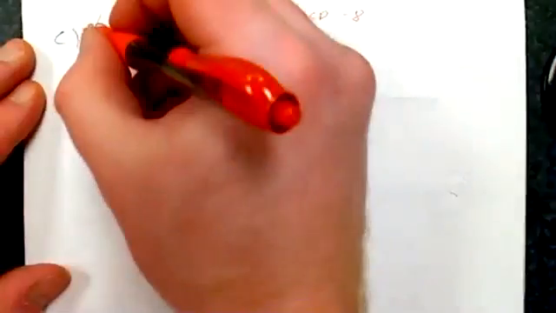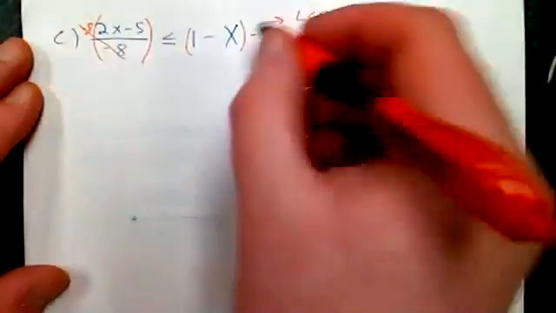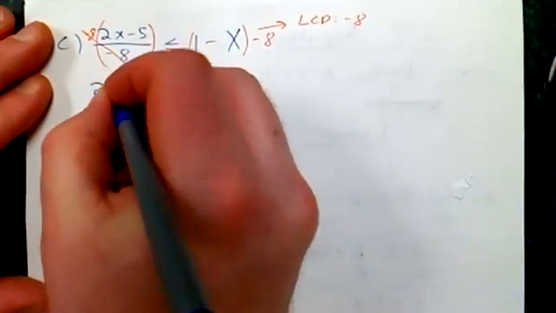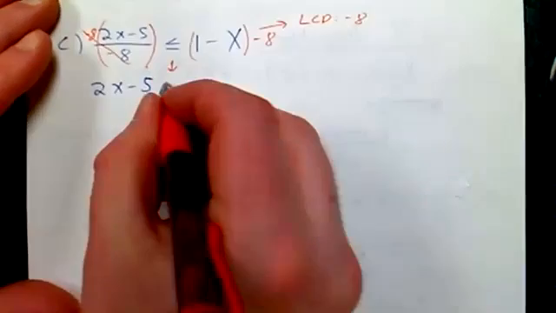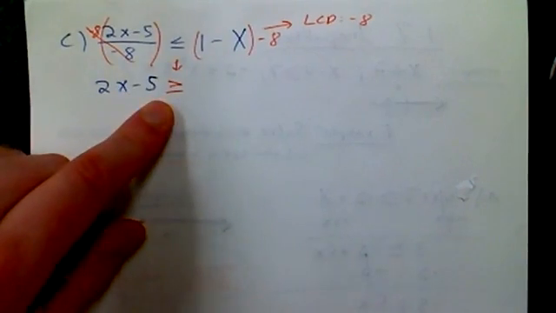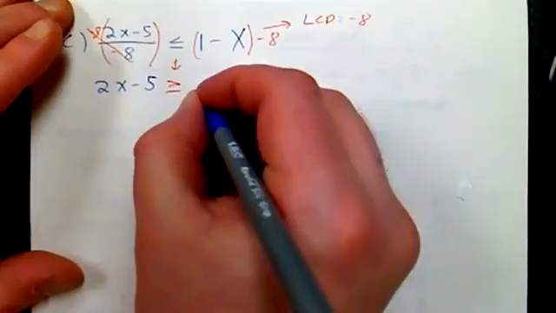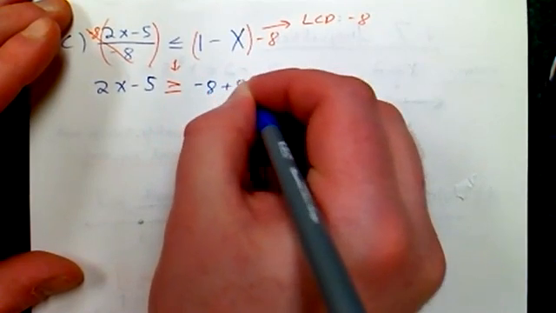Notice these are going to cancel, and then I'll have to distribute this. So I'll get 2x minus 5. Now be careful. What did we do to both sides? We multiplied both sides by -8. That means we have to remember that this sign is going to flip, just like so. Really take note of that. If I distribute, this is -8 plus 8x.